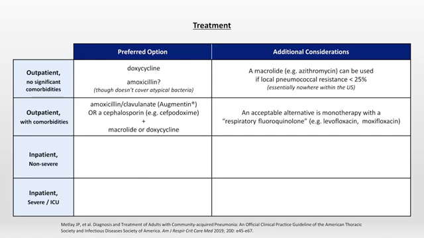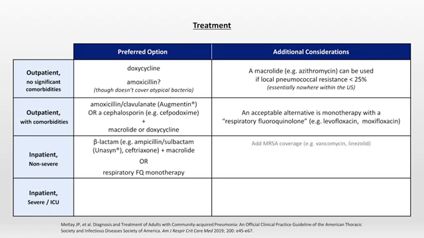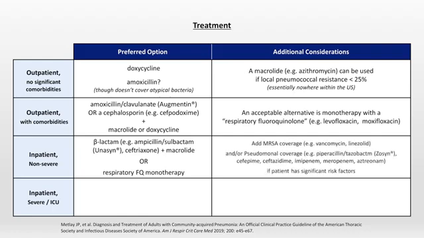For inpatients who don't meet severe criteria, a moderately broad intravenous beta-lactam is preferred, such as ampicillin sulbactam, known as Unasyn, or ceftriaxone, plus a macrolide, or a respiratory fluoroquinolone as monotherapy. The clinician should add MRSA coverage and/or Pseudomonas coverage if the patient has significant risk factors for those pathogens.